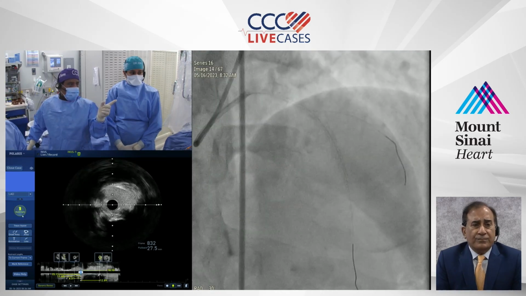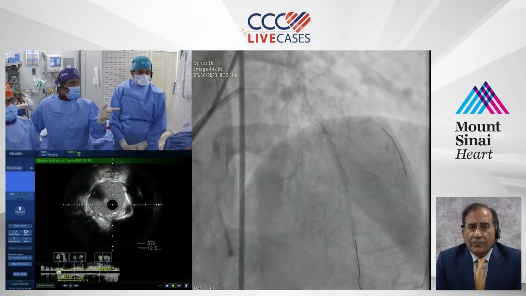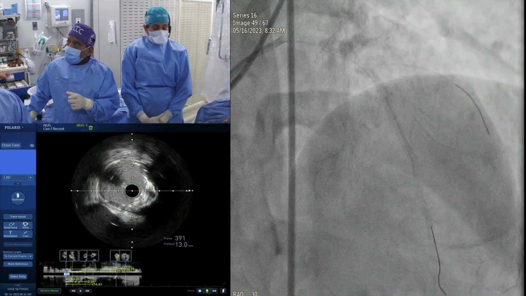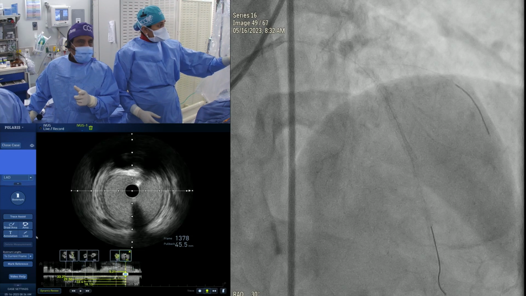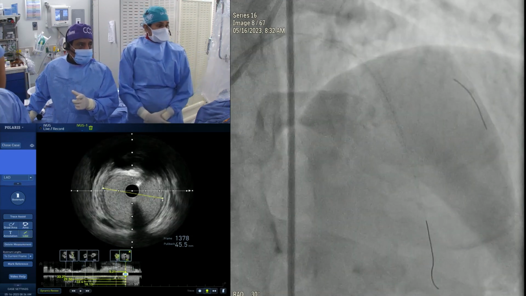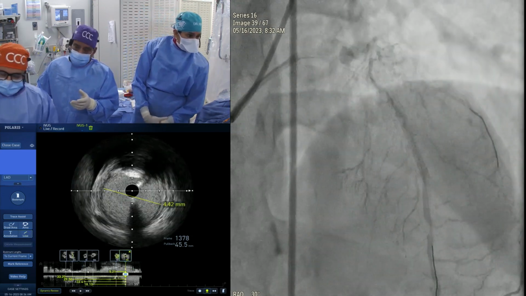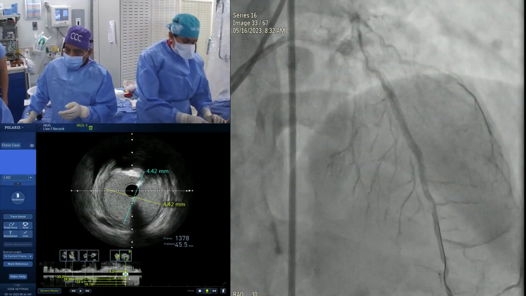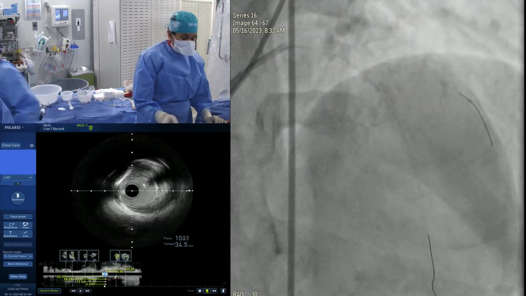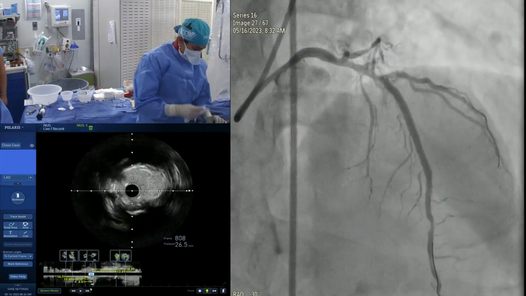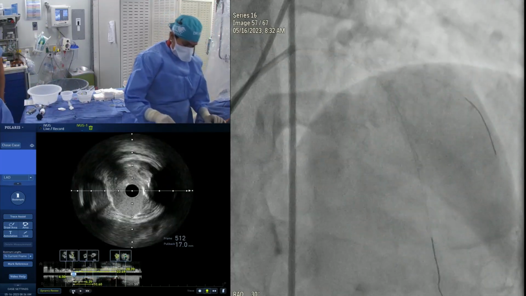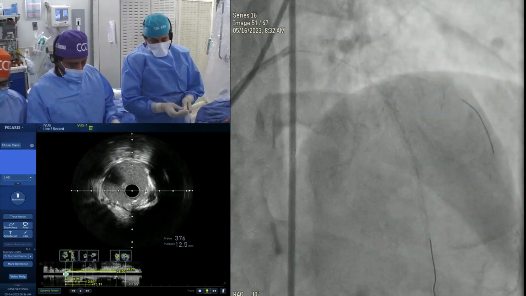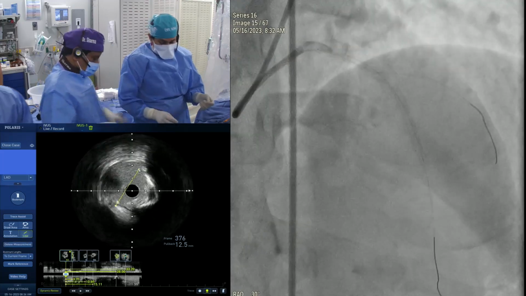Okay, 3.5 by 38 or what do you want? Yeah, 3.5 by 38. And then a good 2.5 by 16, right? Yeah, 2.5 by 16. 2.5 first. Right branch always first. All right. Okay, let's place the mini crush in the left main side.